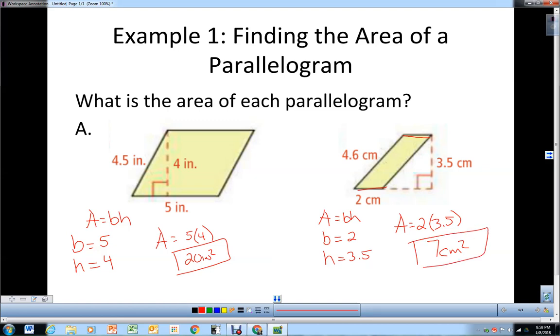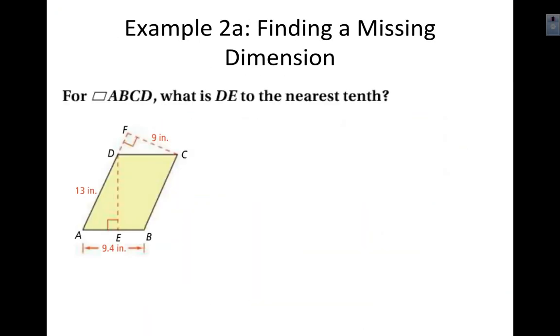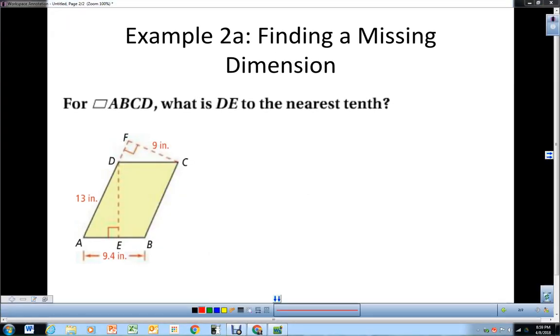Alright, so let's take a look at the next example. This problem seems to give a lot of people issues because you have to identify a missing height, and we have a different height over here. If you look at this problem, we're trying to find the length of DE, which is going to be our height right here. Once again, our formula, since it's a parallelogram, is base times height. So our base is going to be 9.4. The height for the base of 9.4 is going to be h. That's what we're looking for. That's DE.